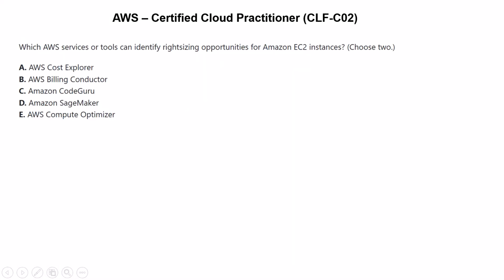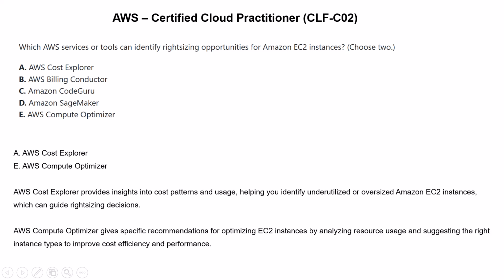Which AWS services or tools can identify right sizing opportunities for Amazon EC2 instances? Choose two options. Option A, AWS Cost Explorer. Option B, AWS Billing Conductor. Option C, Amazon CodeGuru. Option D, Amazon SageMaker. Option E, AWS Compute Optimizer. The right options for this question are option A, AWS Cost Explorer, and option E, AWS Compute Optimizer.